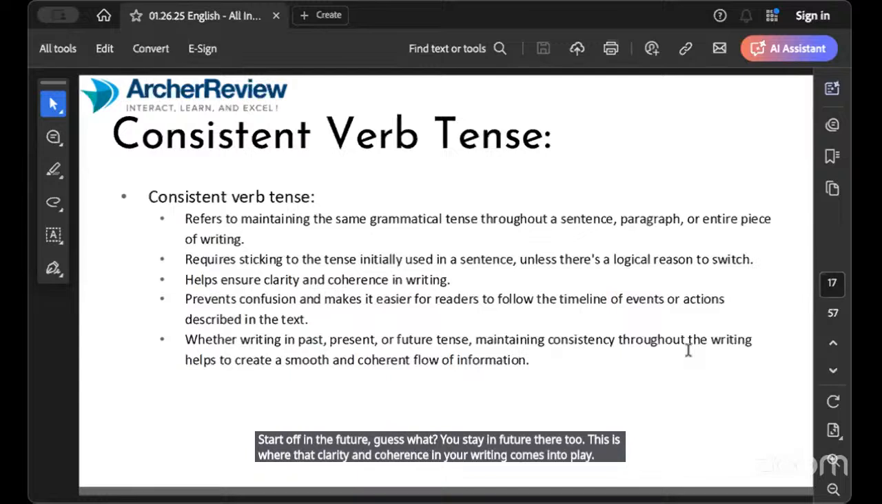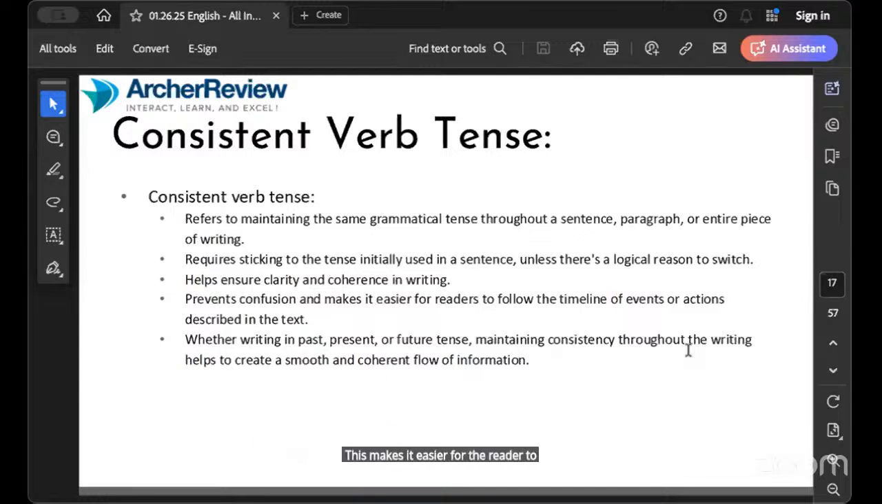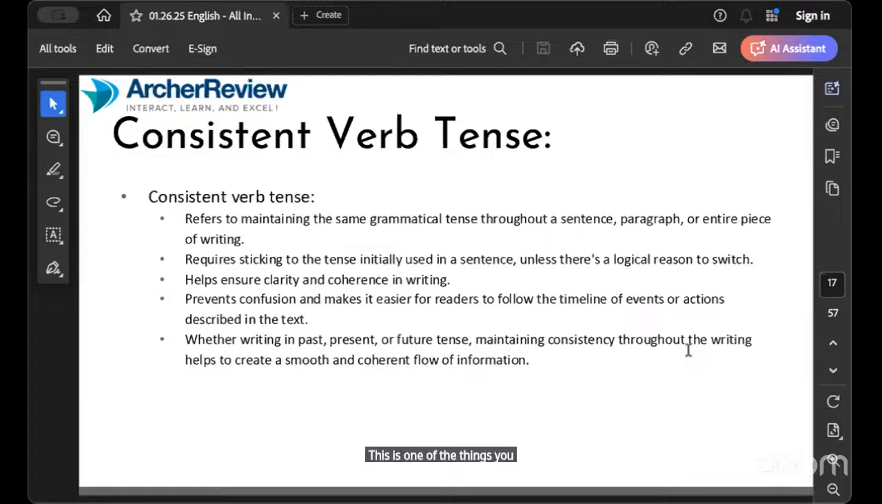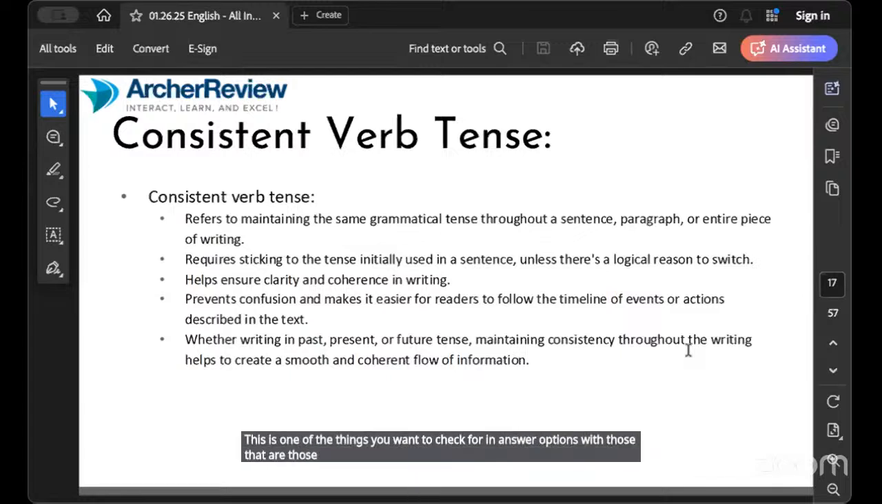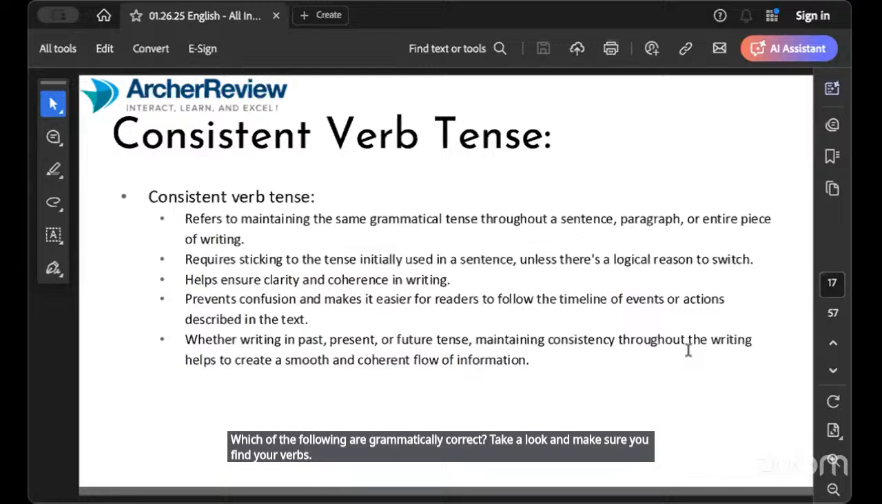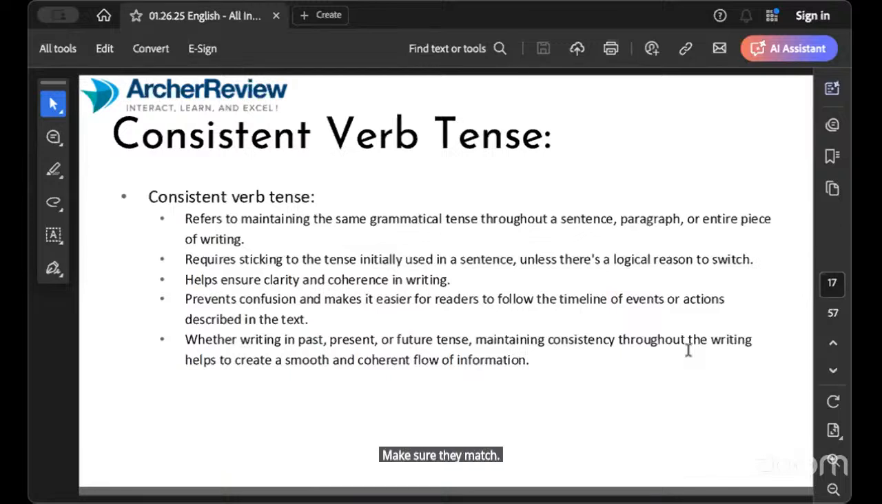This makes it easier for the reader to follow events, but just thinking about it in terms of you test taking, this is one of the things you want to check for in answer options with those open-ended questions. Which of the following are grammatically correct? Take a look and make sure you find your verbs. Make sure they match. Okay? I have seen those thrown in there on rare occasions.